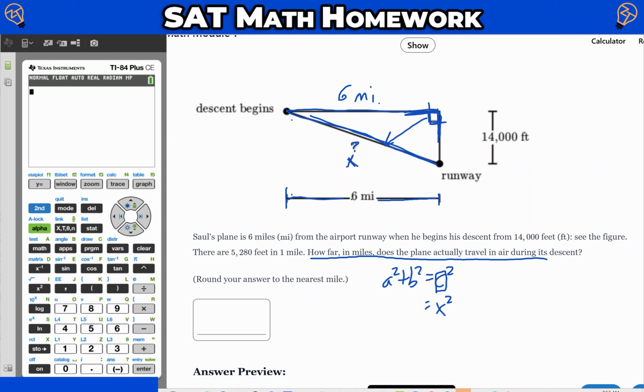Now here's the little wrench that they threw in here. Notice this is in miles, this is in feet. They want our answer in miles, so we're going to have to convert this to miles.